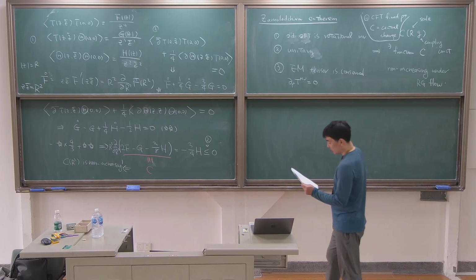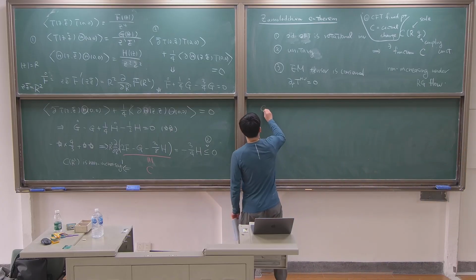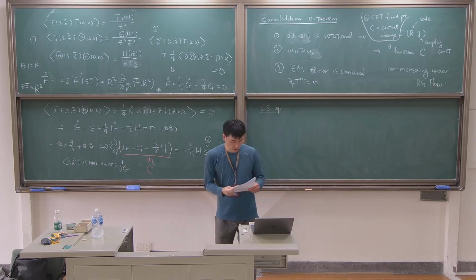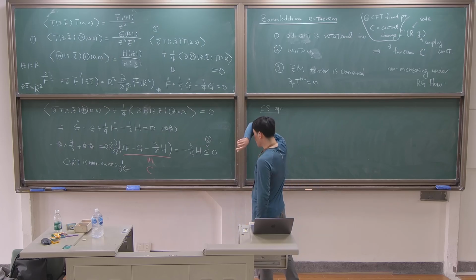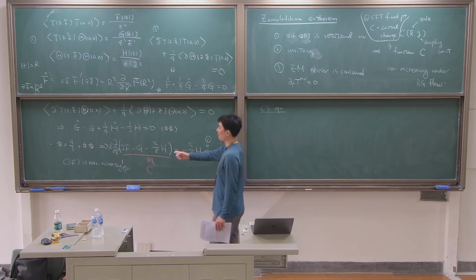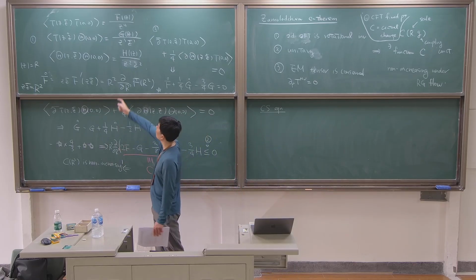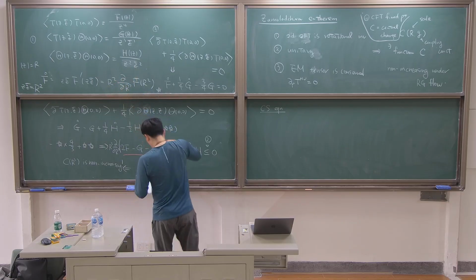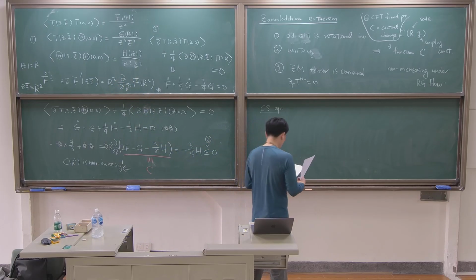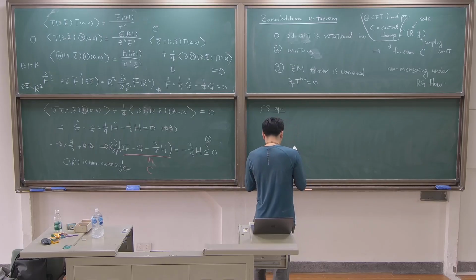So now we use the Callan-Symanzik equation. Here C is some function coming from the numerator of this two-point correlation function. So therefore it's the Callan-Symanzik equation.